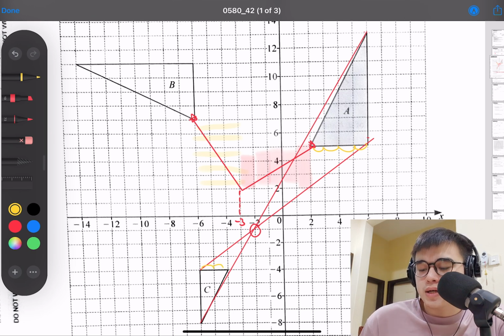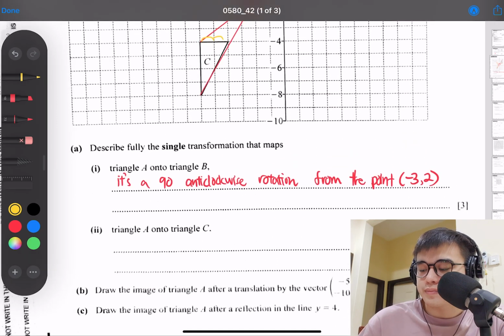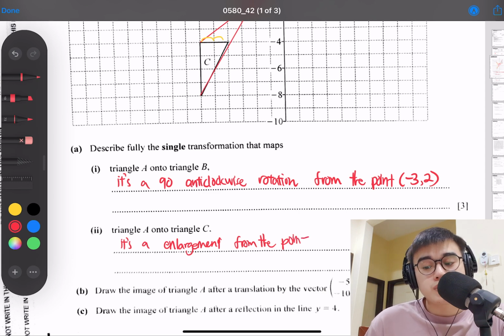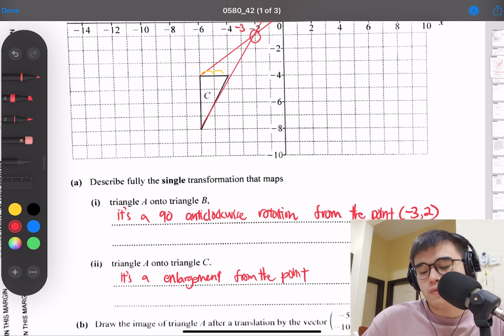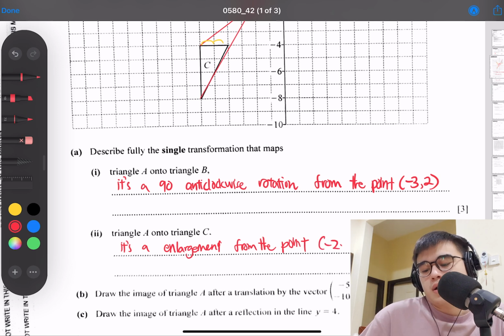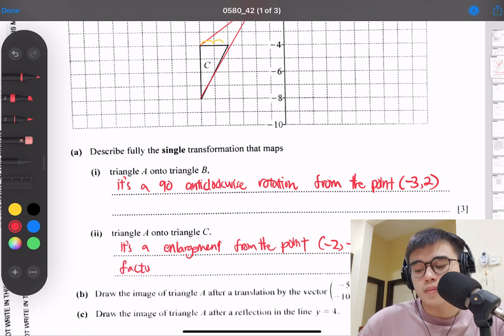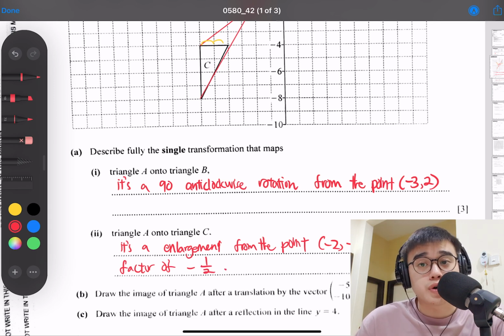So for this, it is an enlargement from the point, I think -2, -1. Yep, -2, -1. Okay, with a scale factor of -1/2. So that's pretty much it for you to secure the 3 marks here.